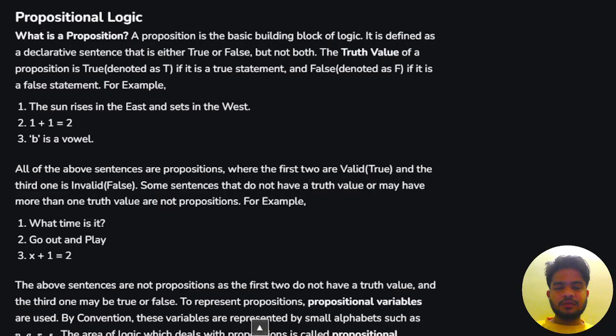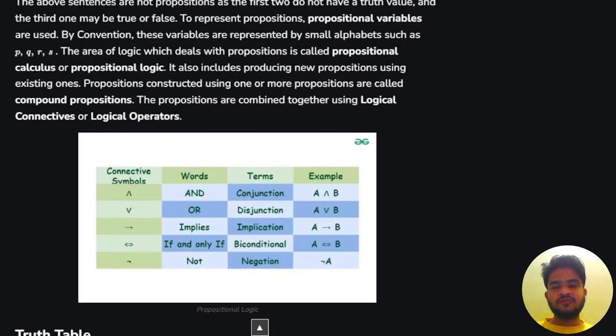To represent propositions, propositional variables are used. By convention, these variables are represented by small alphabets such as p, q, r, s. The area of logic which deals with propositions is called propositional calculus or propositional logic. It also includes producing new propositions using existing ones. Propositions constructed using one or more propositions are called compound propositions. The propositions are combined together using logical connectives or logical operators. It is shown in the table below.